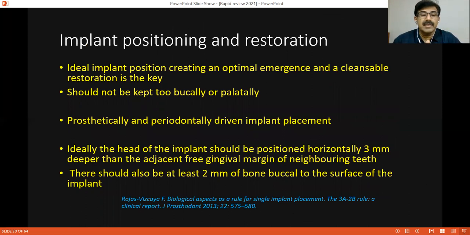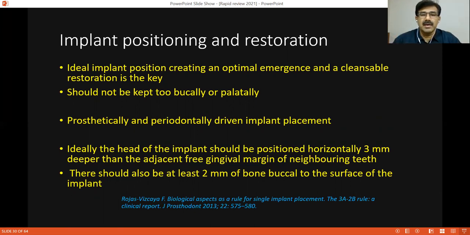And the next important factor is implant positioning and restoration. The previous dictum, as I told you before, was bone-driven implantology, where you place an implant wherever there is sufficient bone. But now that is not the case. Now implantology is a prosthetically and periodontally driven science. So you have to decide where your final prosthesis is coming, and depending upon that, you have to place the implant in a good angulation. And if there is no bone, you have to do different techniques of regenerative surgeries to grow bone in that area, and then you place an implant there.